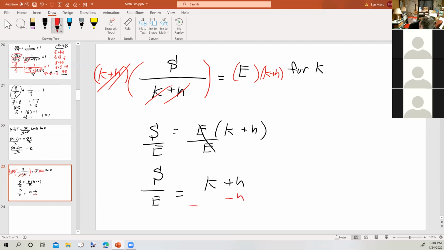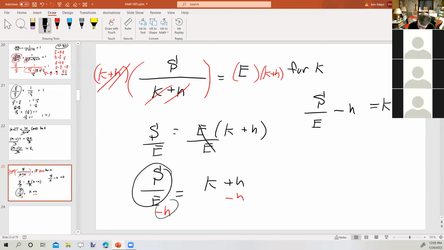Then I would subtract H from both sides. And I would have S divided by E minus H equals K. Now notice that H is not being divided by E because I had S over E minus H. It was a whole separate term, minus H, okay? So there is one form of an answer.